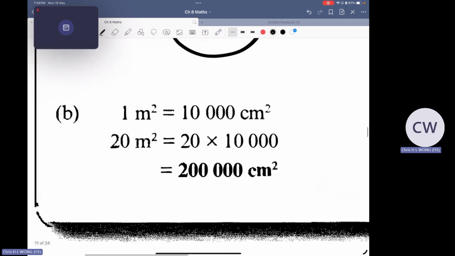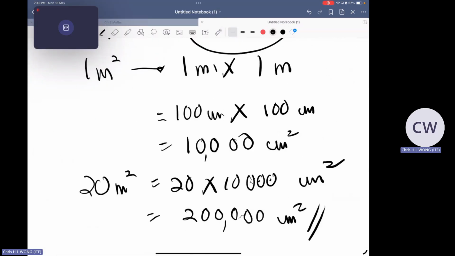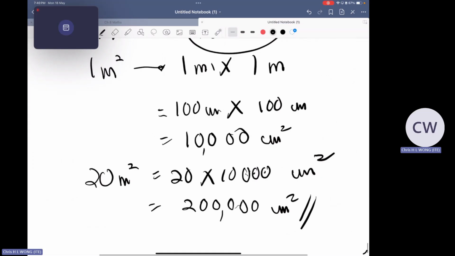Confirm. Okay, confirm. Right? Big to small is easier. Small to big is difficult. Centimeter square to meter, so small to big is difficult. I will do a reverse. But big to small, 1 meter I can convert already.